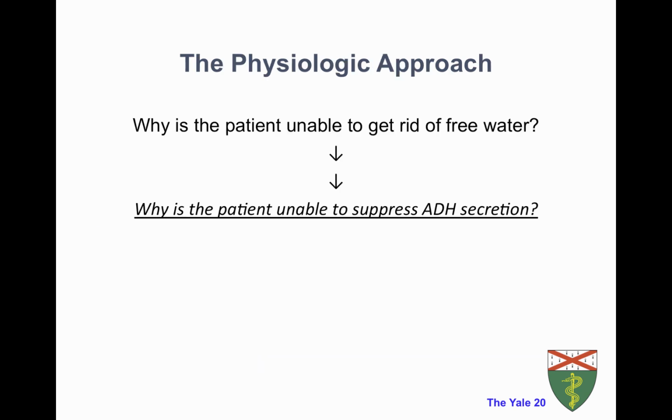So let's wrap up this first section by highlighting the approach that one should take when faced with the hyponatremic patient. You should first ask yourself, why is the patient unable to excrete free water? And then thinking more physiologically, you should then ask yourself, why is the patient unable to suppress ADH secretion?